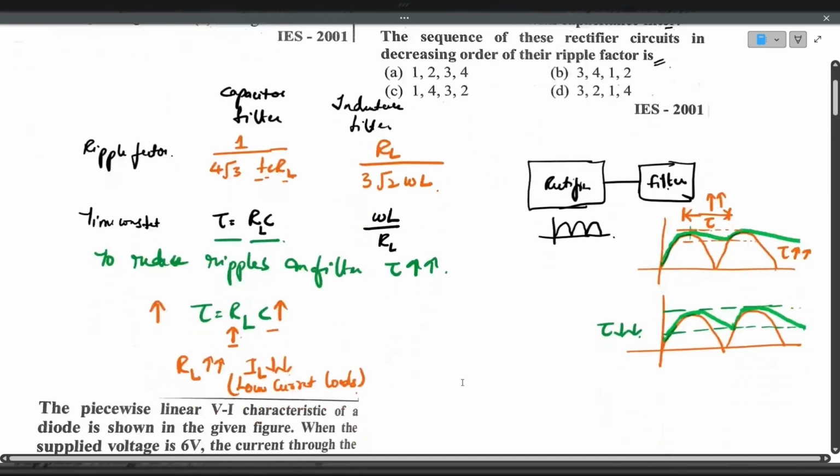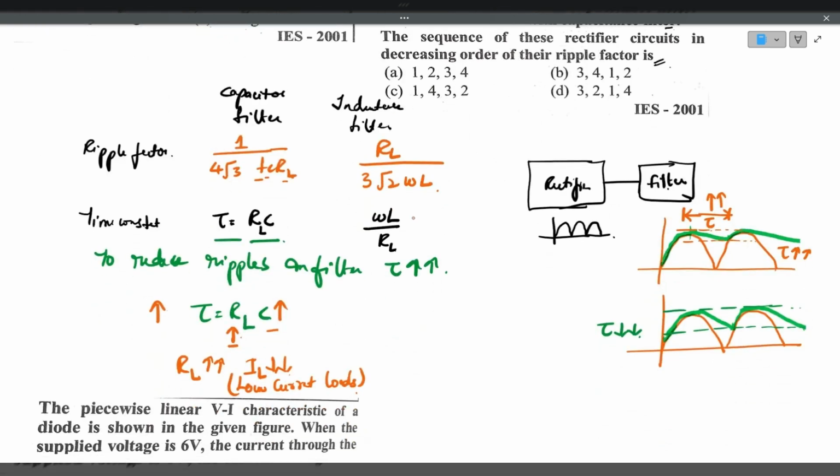Now, similarly, if you look at the series inductance filter, to keep tau high, the load resistance value should be low. So if the load resistance is low in the case of a series inductance filter, current will basically increase. So series inductance filters are used for high current loads. High current loads.